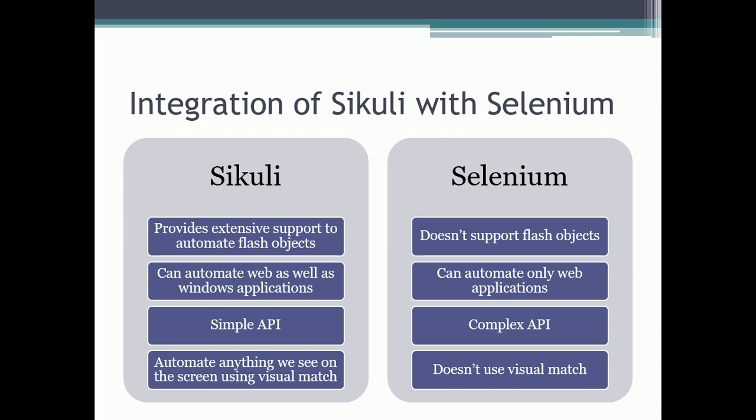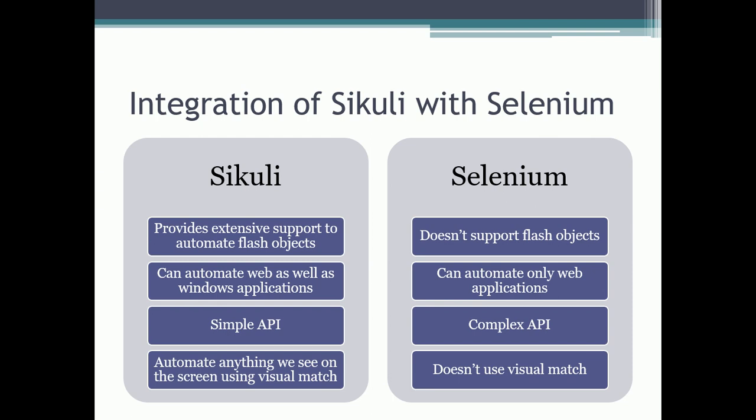Sikuli provides extensive support to automate Flash objects, whereas Selenium does not support automation of Flash objects. Sikuli can automate web as well as window applications. As we have already seen, we have used web objects and also window applications to automate. But in Selenium, we can only automate web applications. Sikuli has a simple API, whereas Selenium is a little bit complex. Sikuli can automate anything we see on the screen using visual match, but Selenium does not support visual match.